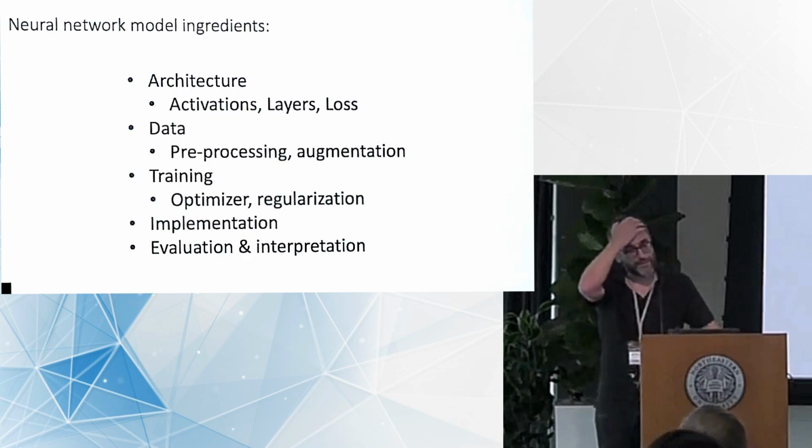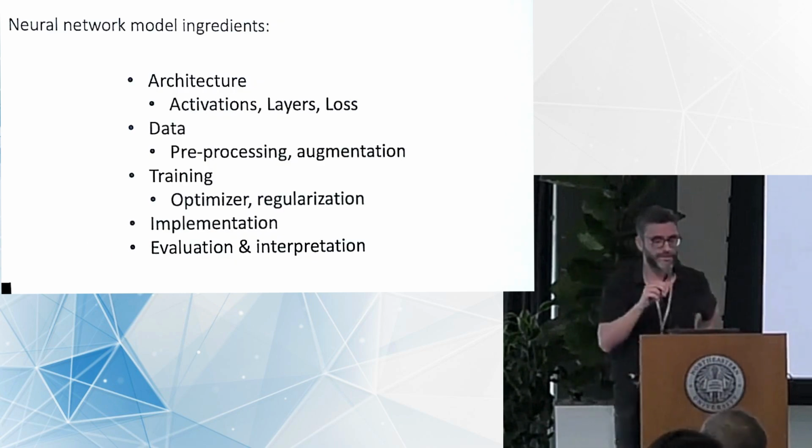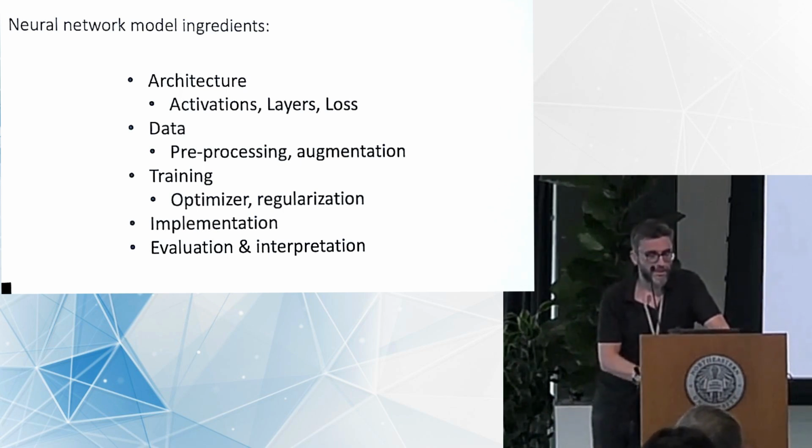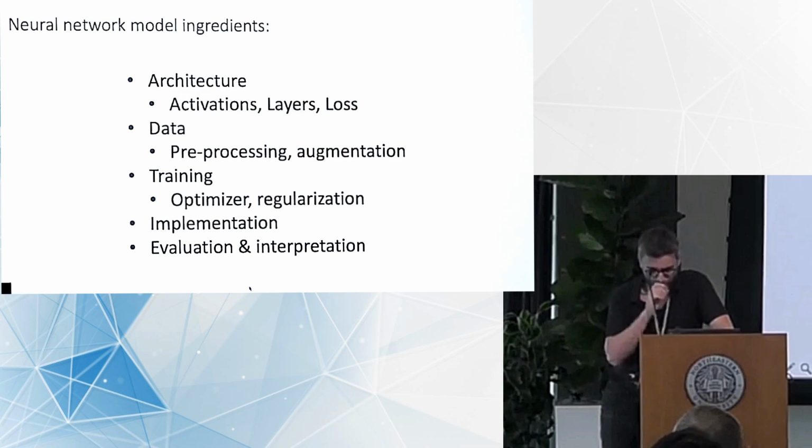As we go through this, we're going to go through these ingredients in this order. We're going to first talk about the architecture of neural networks, activations, layers, loss functions, and the data, which includes preprocessing and data augmentation, and then a little bit about training, implementation, and evaluation of neural networks. I'm going to focus on the architecture first, going from a convolutional neural network for computer vision before moving to genomics, and then to training, etc.